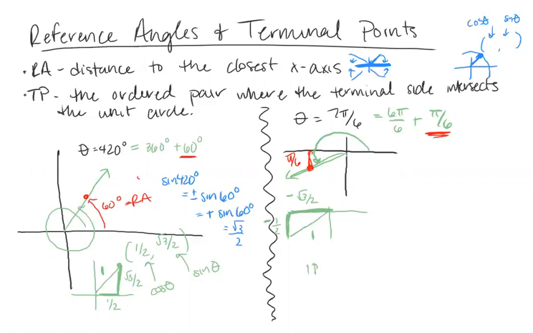Your terminal point, that's it. The x value is negative root 3 over 2. The y value is negative 1/2. This is the cosine of theta, and this is the sine of theta.